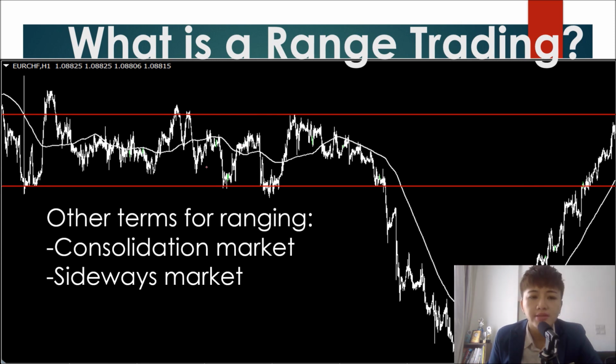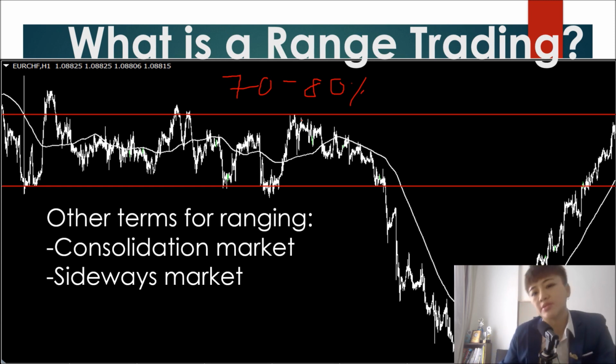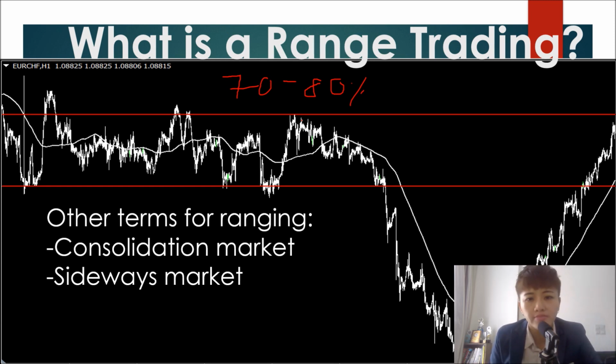And you need to understand that when you're a range trader, you would have a lot more opportunities to trade as compared to a trend follower, because the markets would range about 70 to 80% of the time depending on the currency. This means that the market will trend 20 to 30% of the time, but you know what? Use both strategies, range trading and also trend following. And don't use this for all currencies, because certain currencies don't range as much. Certain currencies range almost all the time.